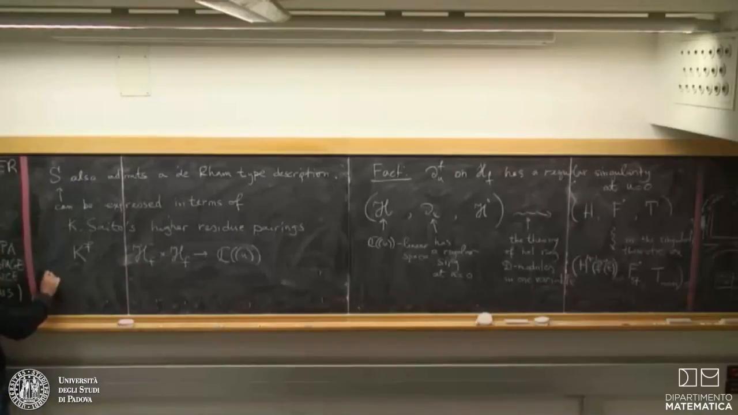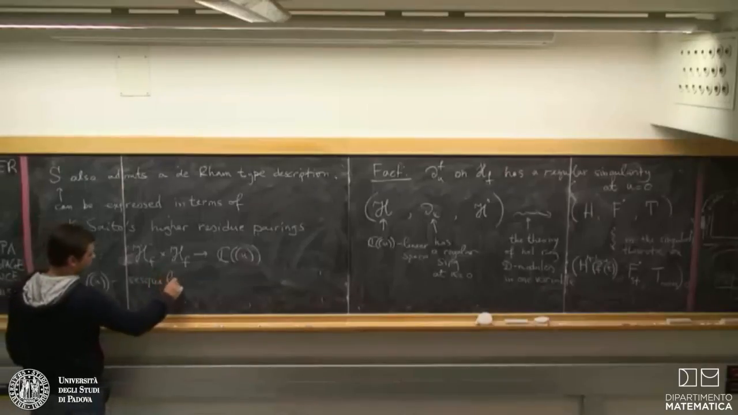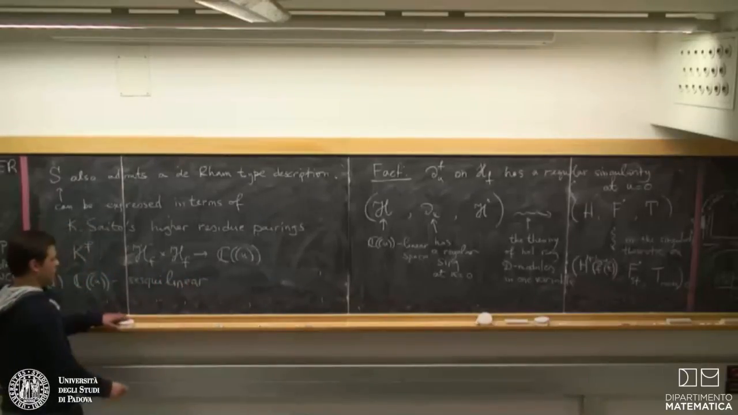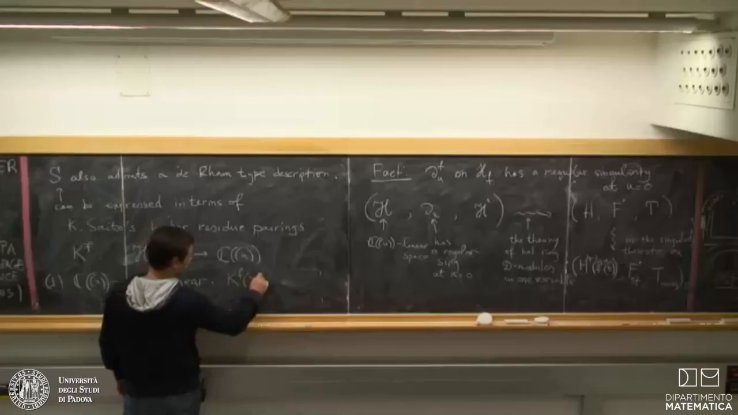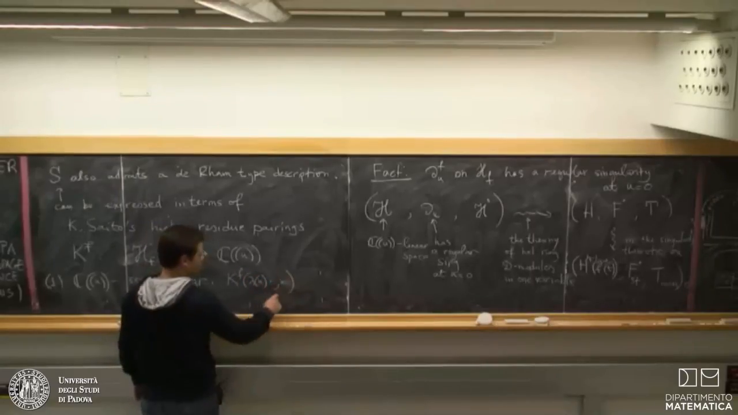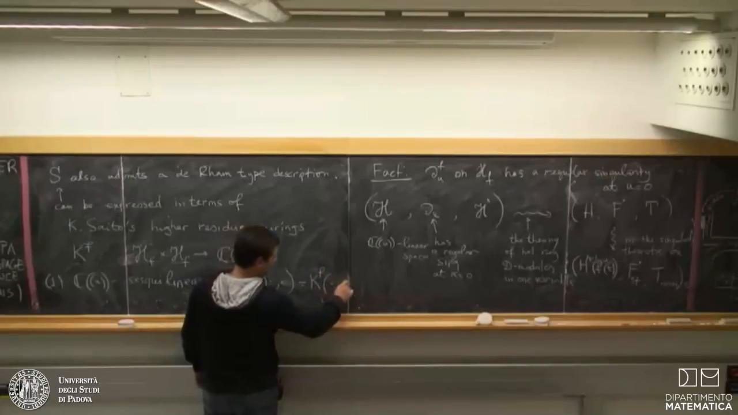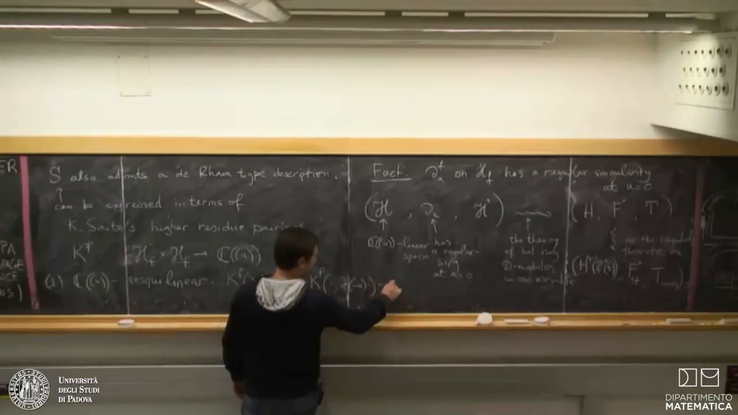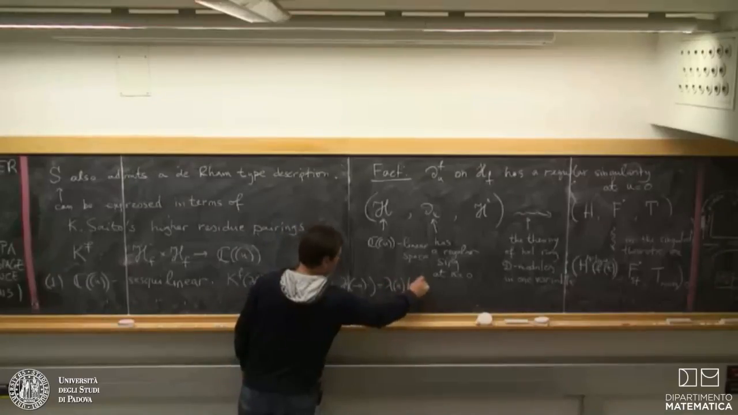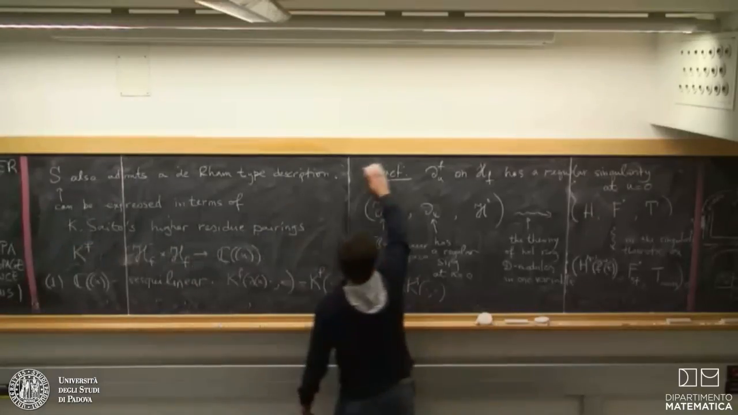Which is, first of all, not quite bilinear. It's linear in the following sense. It is linear in the first argument, and it's antilinear in this sense in the second argument. Well, this is the first property.